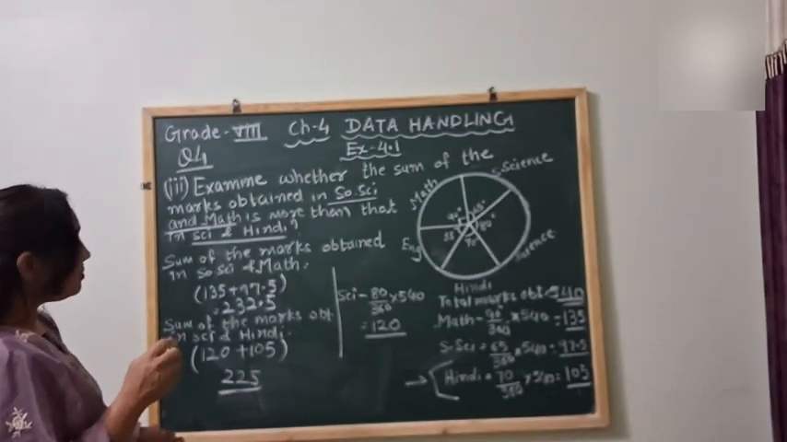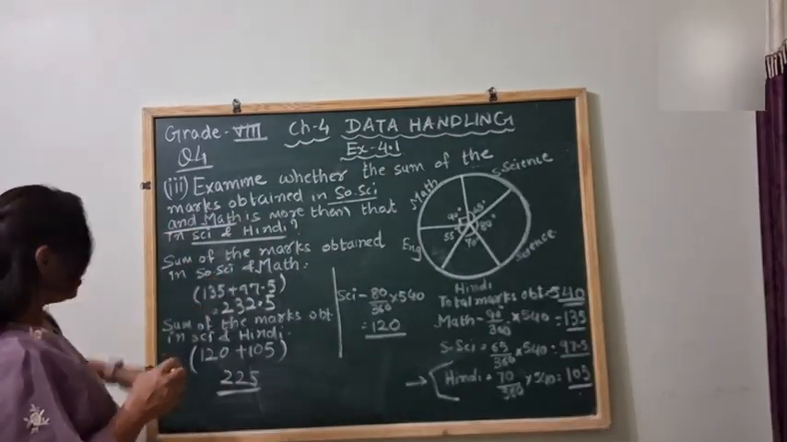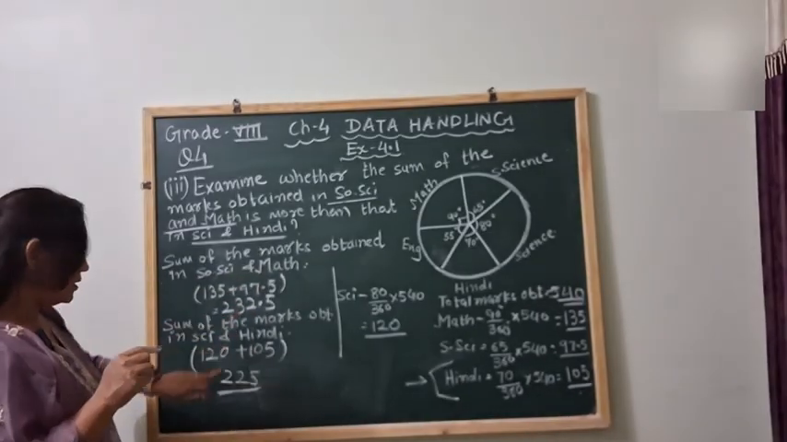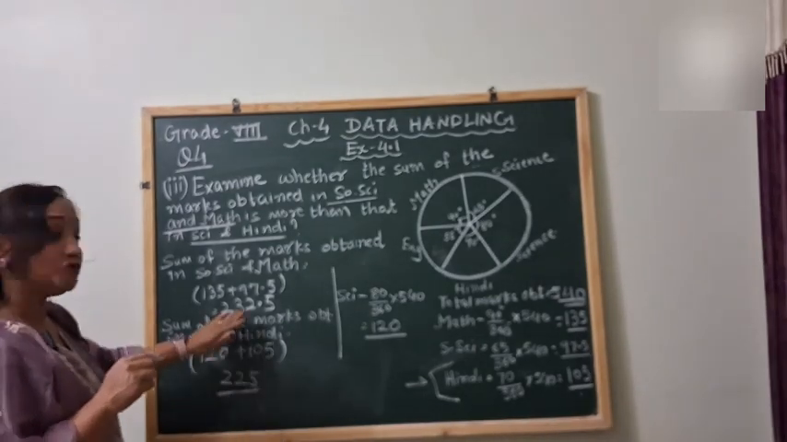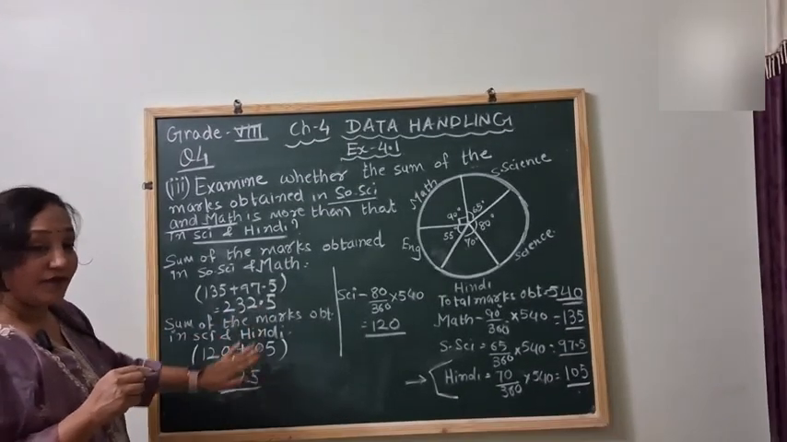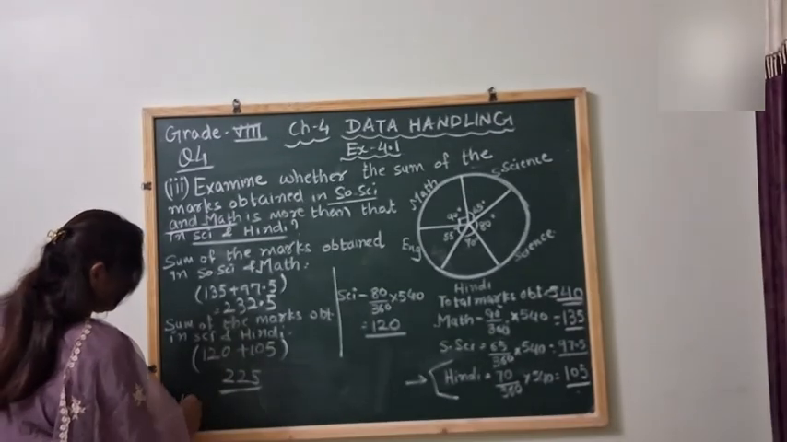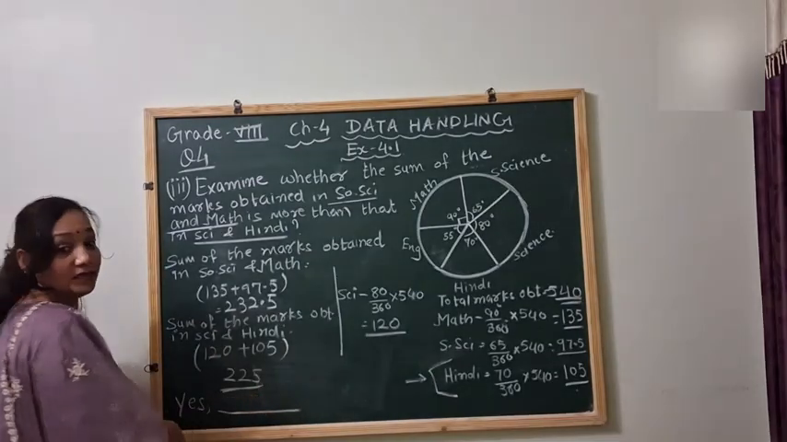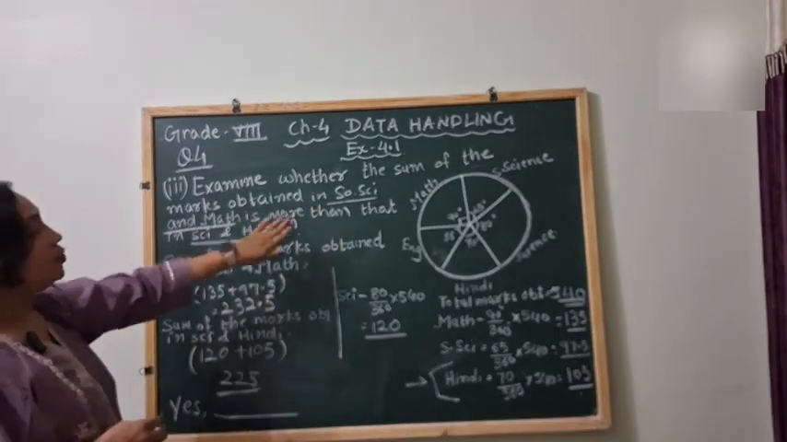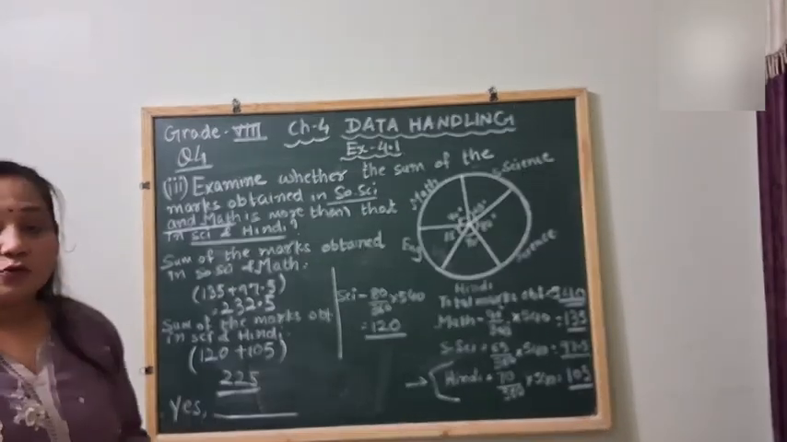whether the sum of the marks obtained in social science and maths is more than the marks obtained in science and Hindi. Is it true? Yes, it is true. This is more than this. This is 232.5 and this is 225. So you can write yes. Do write the statement by your own, students, please. Yes, the sum of the marks obtained in social science and maths is more than that in science and Hindi. This was a bit lengthy but a very simple question, students.